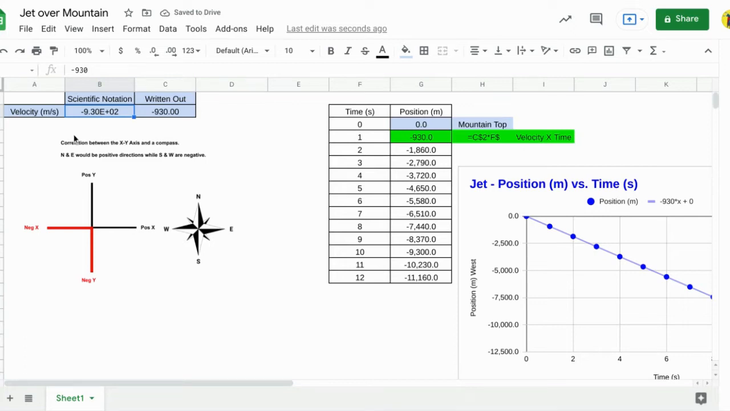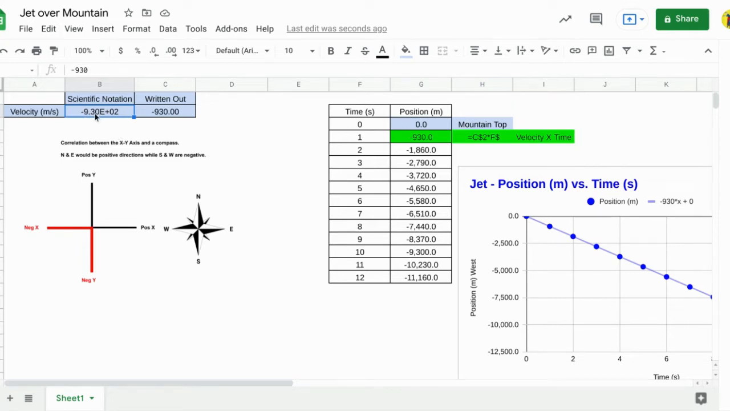They give this to me in scientific notation. Now, how you enter scientific notation in Sheets or Excel is you enter the number, in this case 9.3, and then a capital E without a space between the letter and the number, and then positive 2. Now, I put a negative there because negative is south, and that is in the negative y direction. So if you look at your compass here, north is in the positive y direction, east is in the positive x direction, according to the xy axis.